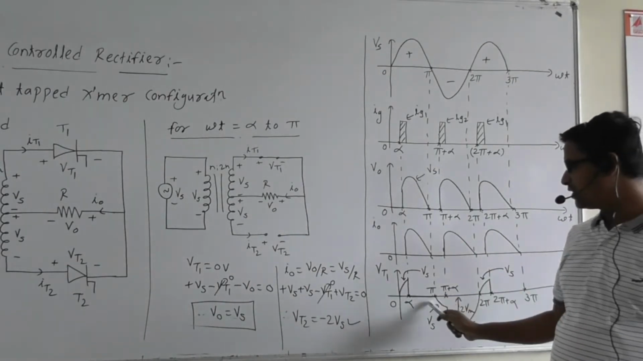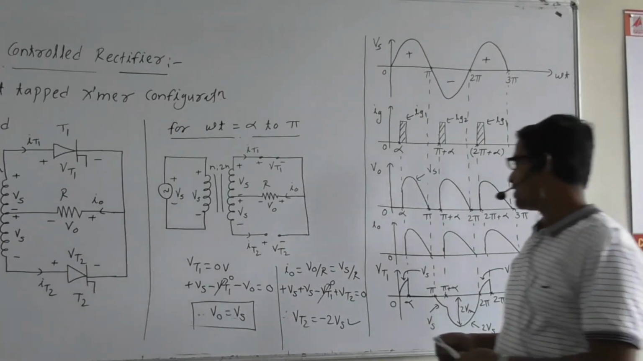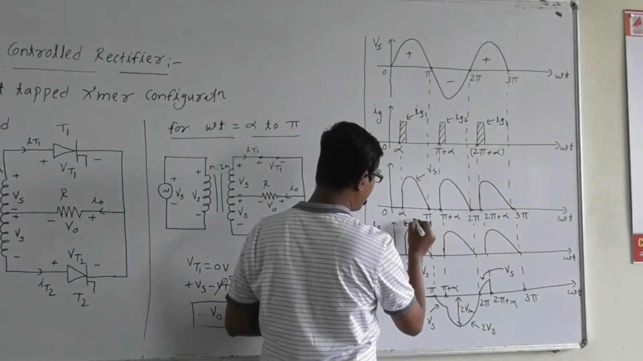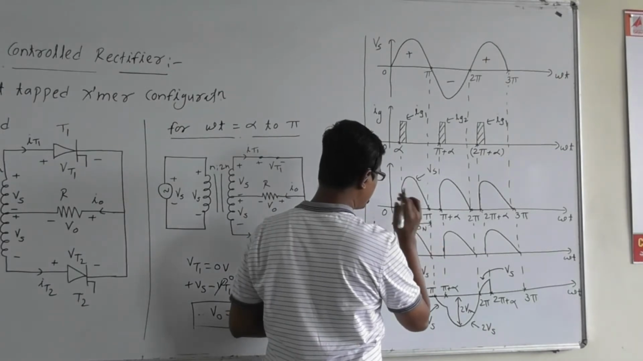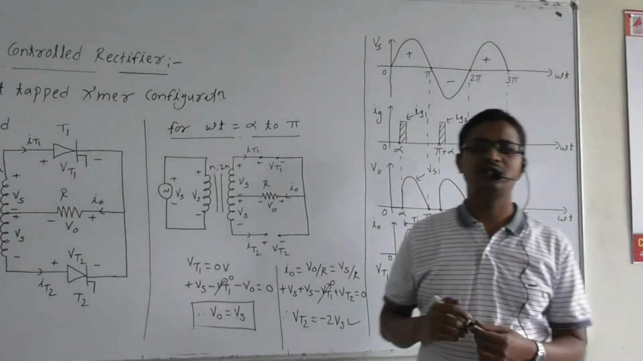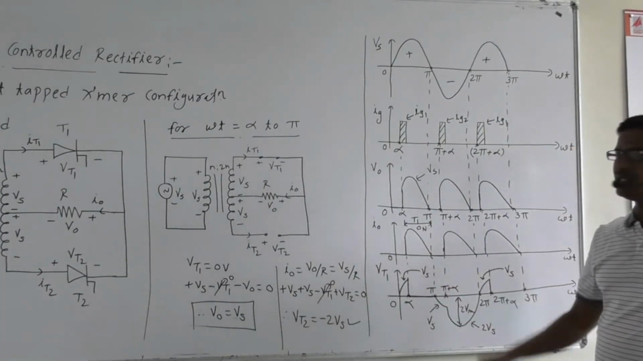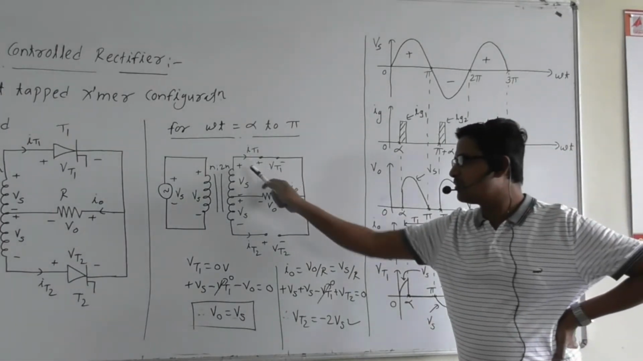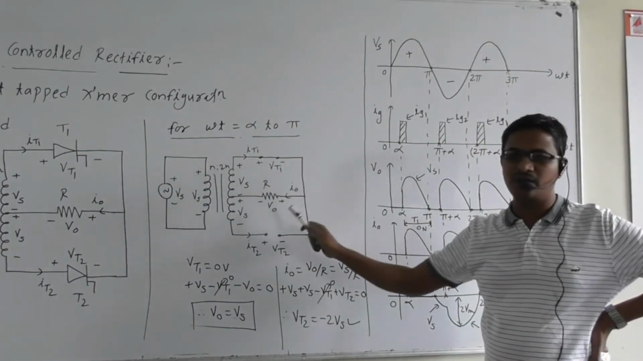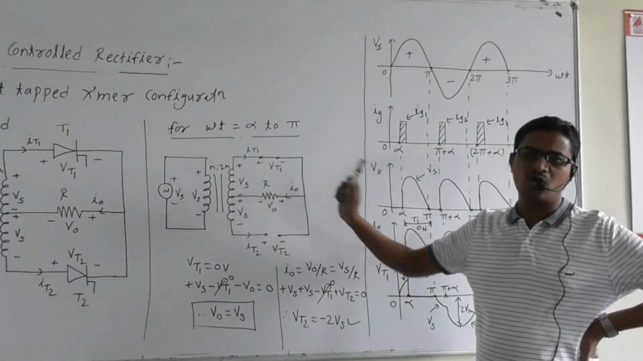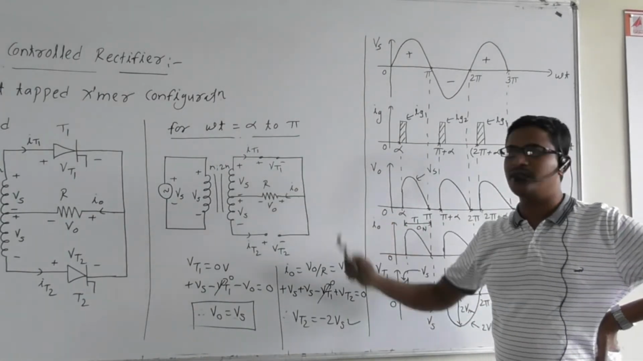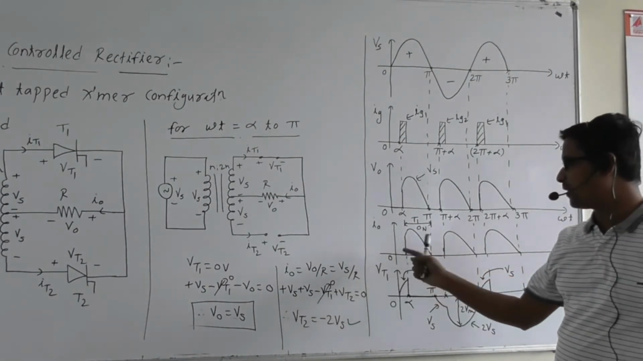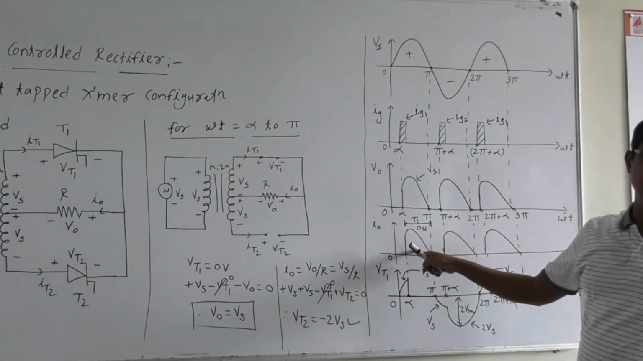Next, Vt1 is 0. So can we say that from alpha to pi, thyristor T1 is in the on state? If this is the waveform for I0, can we say that this is nothing but the waveform for IT1 also? Because when T1 is in the on state, IT1 is equal to I0. So the waveform for IT1, during alpha to pi, is the same as that of I0.